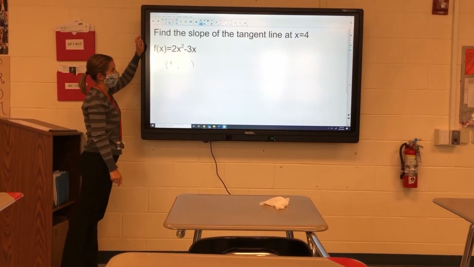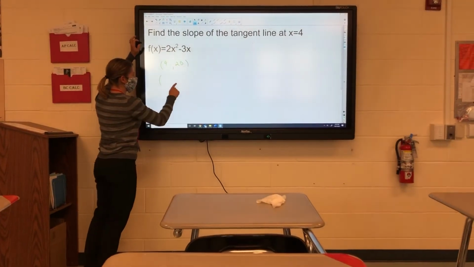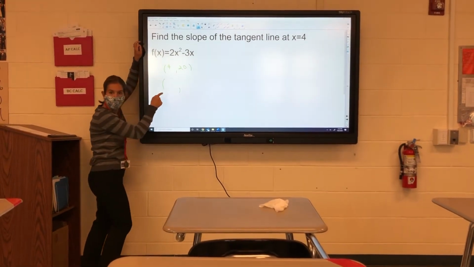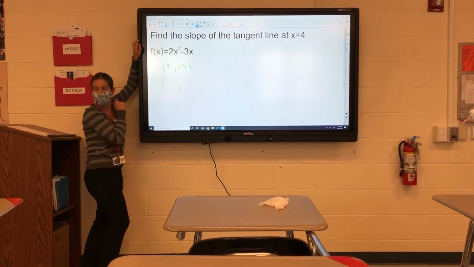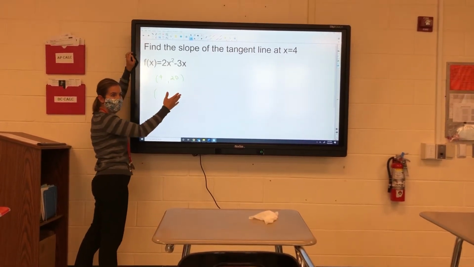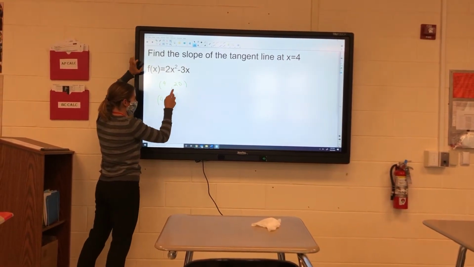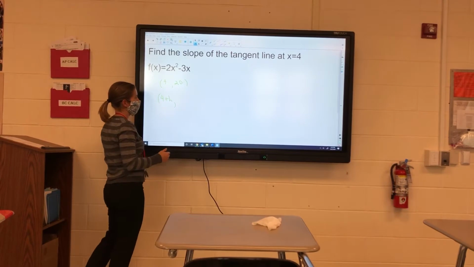Yeah, I think it's 20. Good. And then what's the other point you plug in? H plus 1. No, not here, because the 1 isn't the x value. It's h plus 4. Yeah, 4 plus h, or h plus 4, however you want to write it.